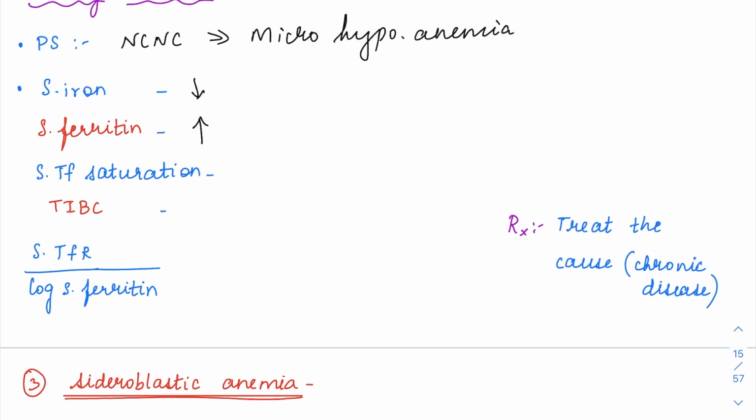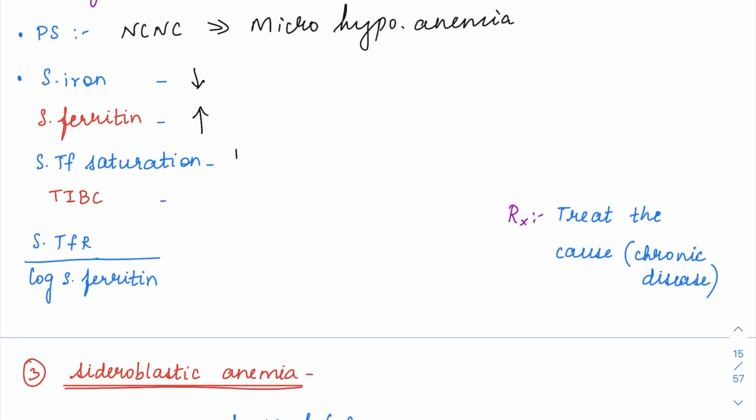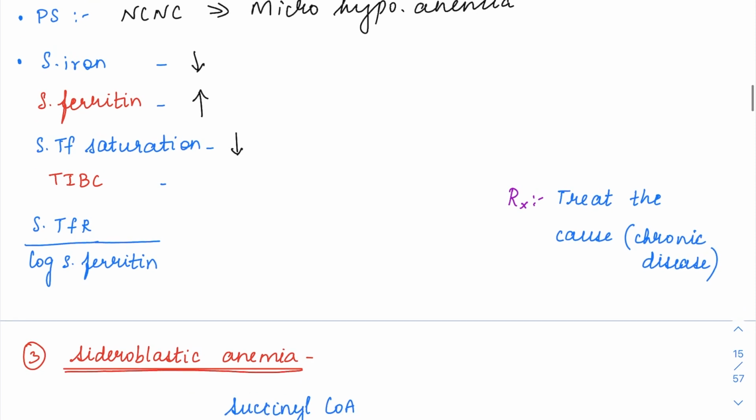So it is going to go up, because hepcidin is going to increase and keep the iron in the storage form. The storage form is the ferritin. So ferritin is going to be increased, while the transferrin saturation is going to go down. So down or lower normal, okay. And the total iron binding capacity will also be decreased here, okay.